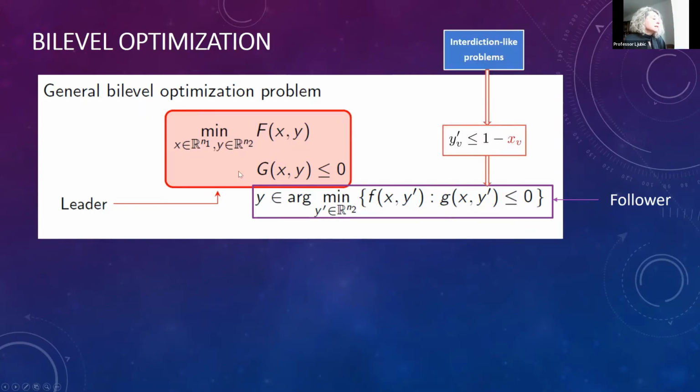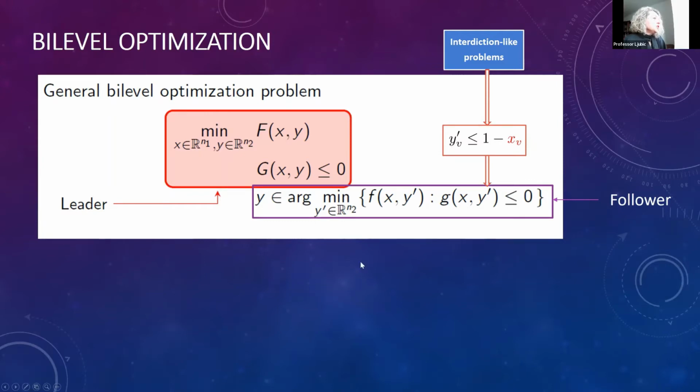In our case, we will work with a special kind of so-called linking constraints, which we will refer to as interdiction-like problems. In our case, all these connections between the decisions of the leader and the follower in the lower level will be given by this type of inequalities. Remember, V is a vertex of the graph, and X will be our decision whether the leader is interdicting the vertex, removing it. In that case, this vertex will not be available for the follower.